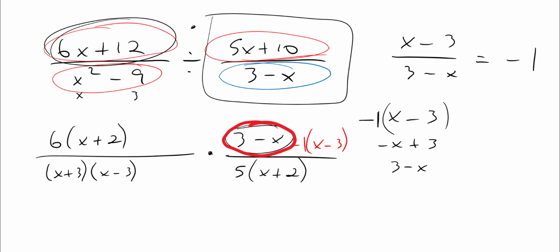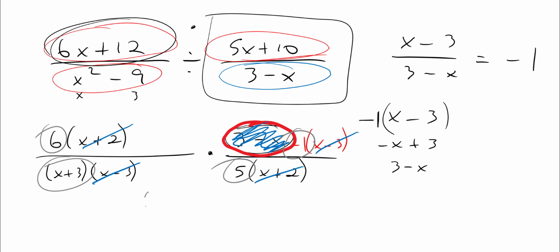Okay, so that's going to allow me to do now, math fans, is I have an x plus 2 and an x plus 2 cancel. I have an x minus 3 and an x minus 3 cancel. And that's it. That's all I can cancel. Do you agree with that? So what do I have left over? I have the 6 and the -1. And then the x plus 3 and then the 5. So putting it all together, I get 6 times -1 just as -6 over 5 times x plus 3. And that's your final answer.